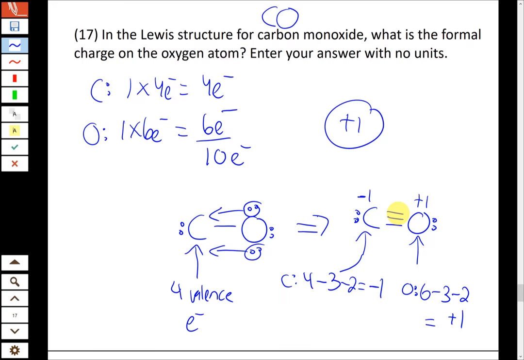What was the negative one? The negative one is the formal charge on carbon. So if we'd ask you for the formal charge on carbon, it would be -1. Every atom in the structure is going to have a formal charge defined for it. Here we only asked for oxygen, but I did it for both just so you could see both, and also to make sure that they do add up to 0, which they should, because carbon monoxide is a neutral molecule.